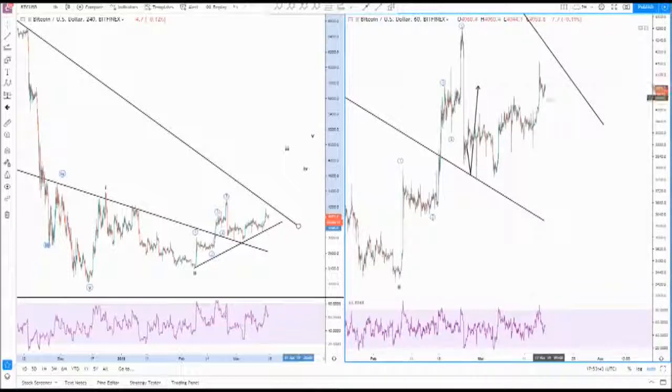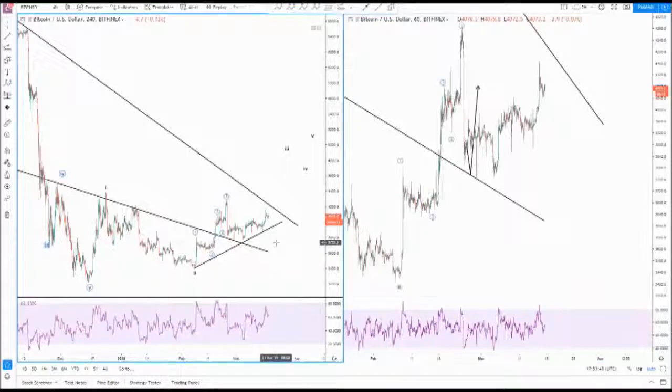For now, if you're in a long position, you can probably stick with it. You can probably put your stops down here. If you're in a short position, you probably want them above this wedge. If we start breaking above there, then I think it's going to 5,000.